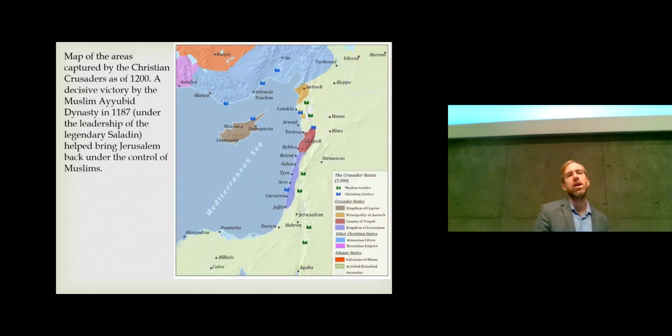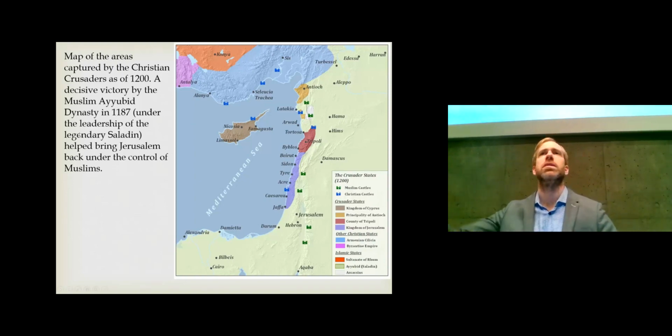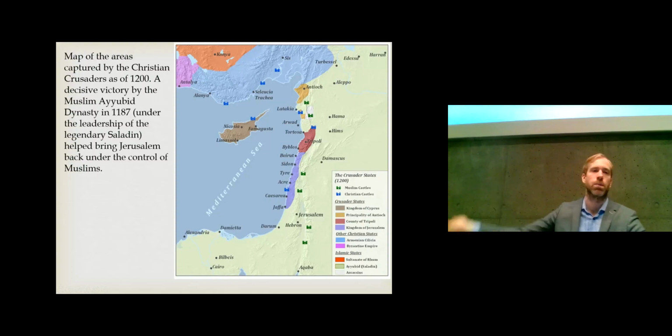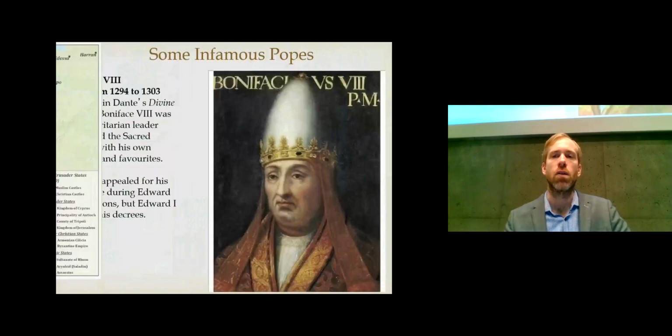There you see the map of areas captured by the Christian Crusaders as of 1200, although the tide of the war did swing under the leadership of the legendary Saladin, I think represented in some Hollywood films, which helped bring Jerusalem back under the control of the Muslims.